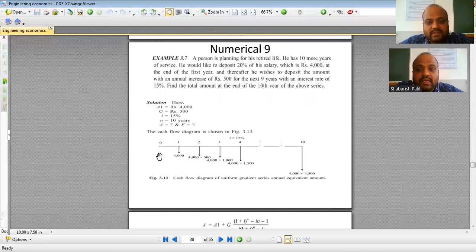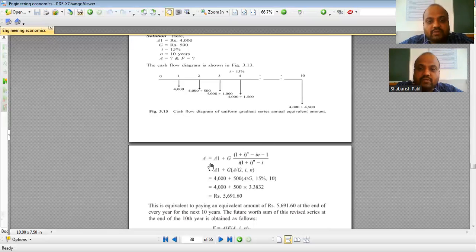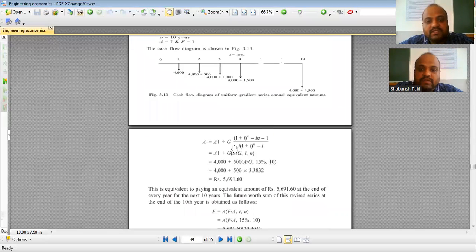So this is a typical cash flow diagram. Just to repeat, for every numerical you have to show the cash flow diagram. Now we have the formula for equivalent annuity as A equals A1 plus G into [(1 plus i) raised to n minus i n minus 1] divided by [i into ((1 plus i) raised to n minus 1)]. G is given, A1 is given, you know the value of i, you know the value of n.